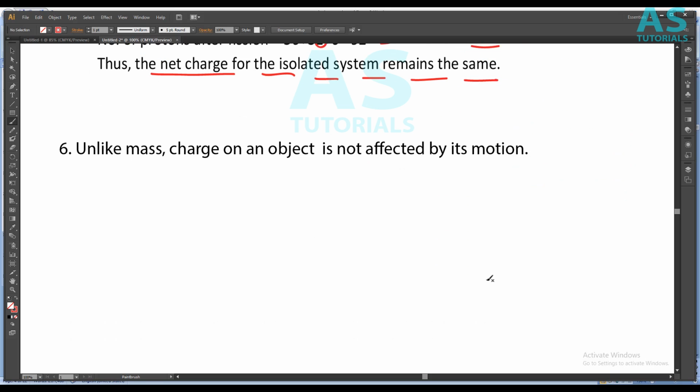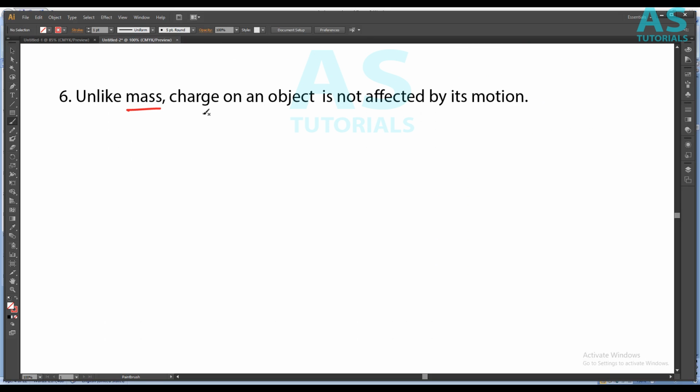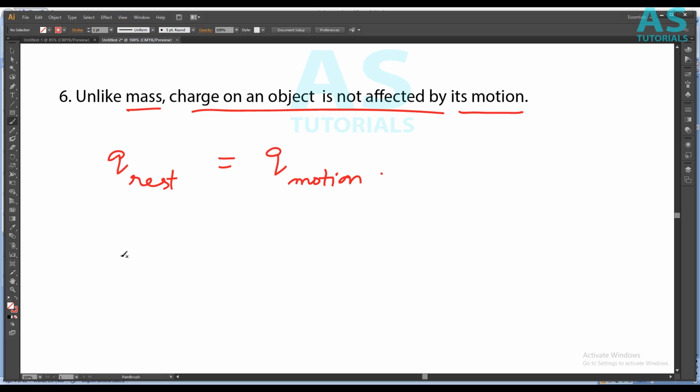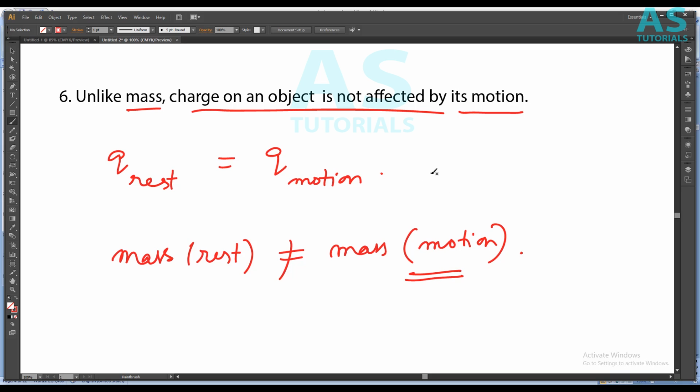And in the sixth property, unlike mass, the charge on an object is not affected by its motion. The magnitude of charge on a body at rest is exactly equal to the magnitude of charge on the same body when it is in motion. But in the case of mass, the mass of a body at rest is not equal to the mass of the same body when it is in motion. So this property is also known as the invariance property of charge.